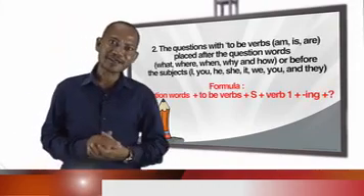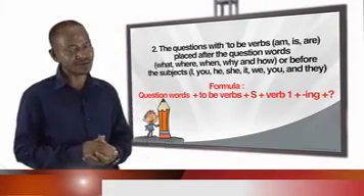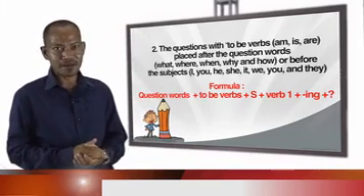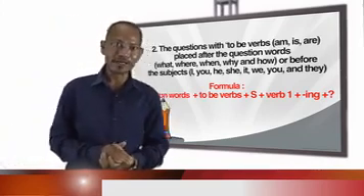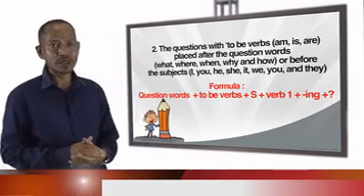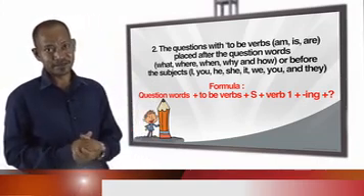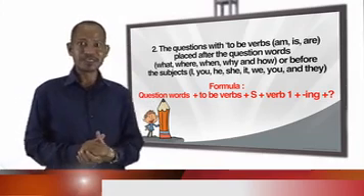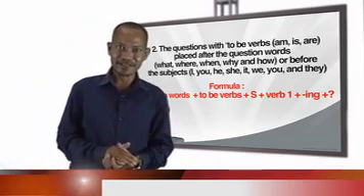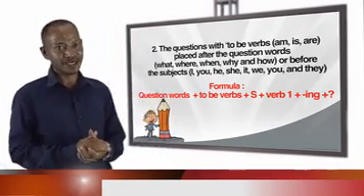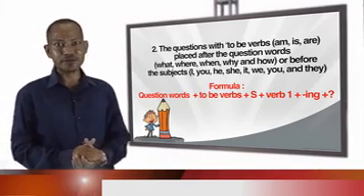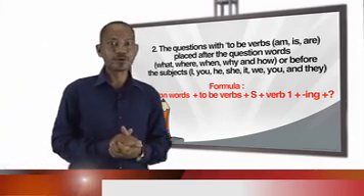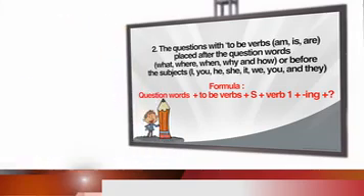Now let's look at the questions where the to be verbs am, is, are come after the question words what, where, when, why, and how, or before the subject I, you, he, she, it, we, you, and they. Please also refer to the formula on how to form the questions in this case.